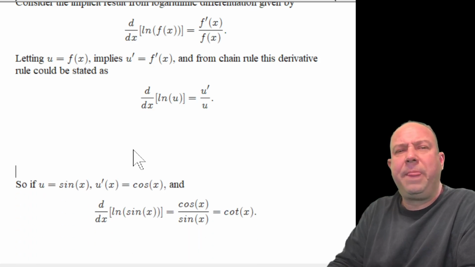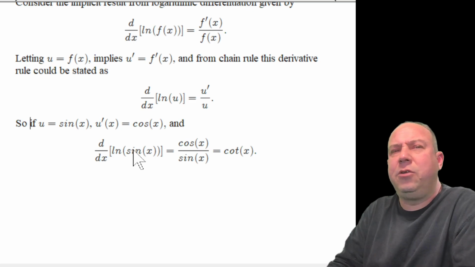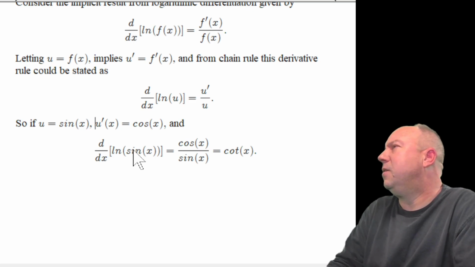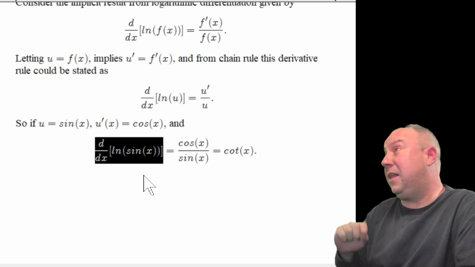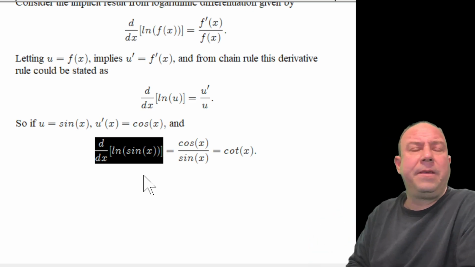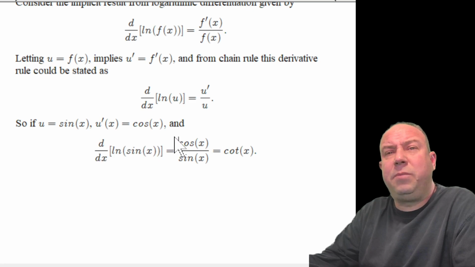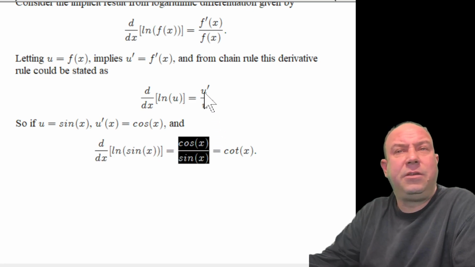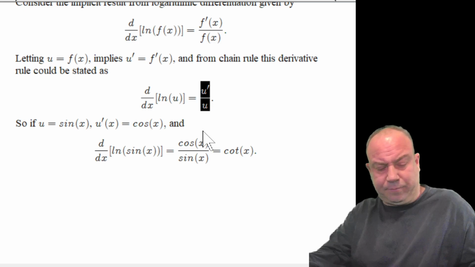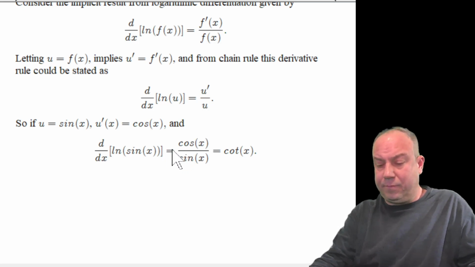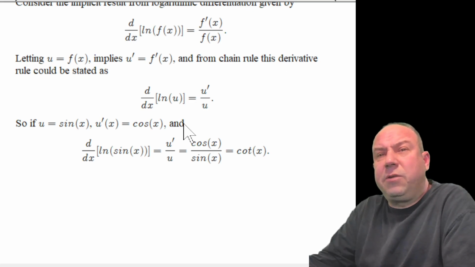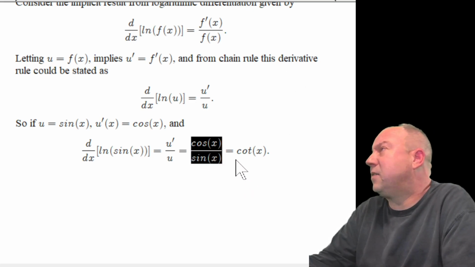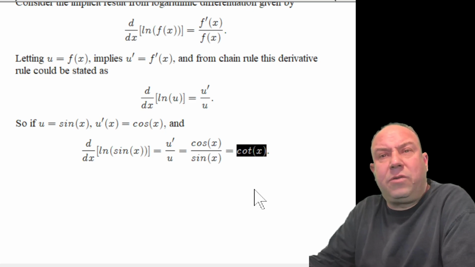For example, suppose u is equal to the sine of x. That would imply that u prime of x equals the cosine of x. If we want the derivative with respect to x for the ln of the sine of x, that is just going to be u prime divided by u. Maybe we should bring that down here to highlight it. U prime divided by u is equal to the cosine x divided by the sine x, or the cotangent of x.